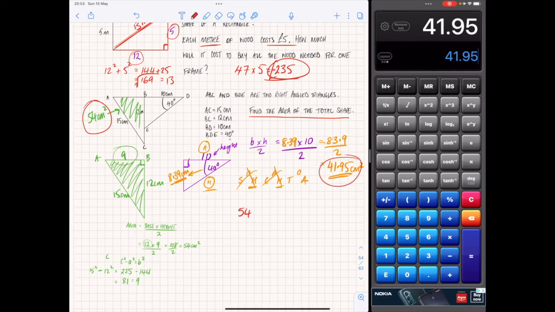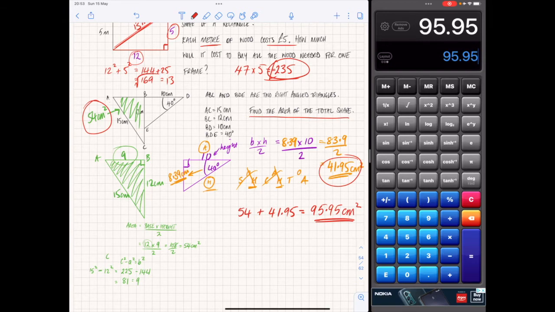So you're saying 54 plus 41.95, and then you'll get a final answer of 95.95. And that would be your final answer for the area in centimetres squared, because it's area.